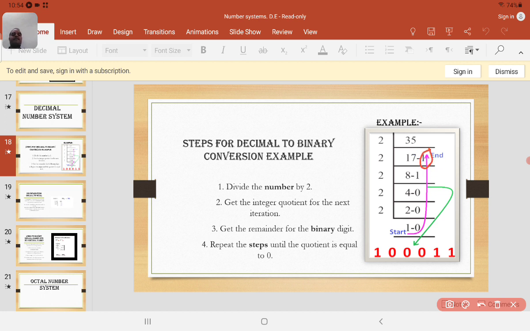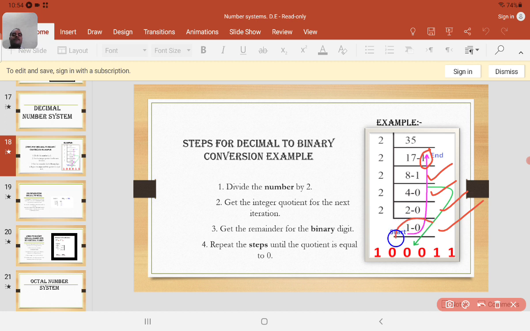Next we divide 17 by 2: 2 8s are 16, and 1 is the remainder, so we write 1 here. Then 8 divided by 2: 2 4s are 8, no remainder, so we write 0. Next 4: 2 2s are 4, no remainder, so we write 0. Next 2: 2 1s are 2, no remainder, so again we write 0. Like this we divide the number successively.